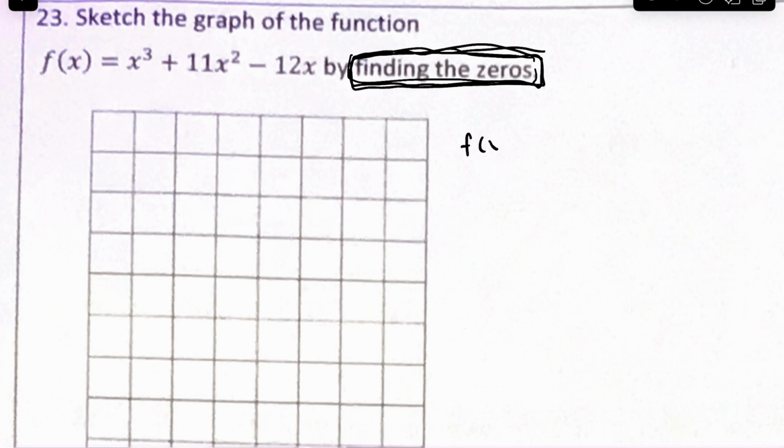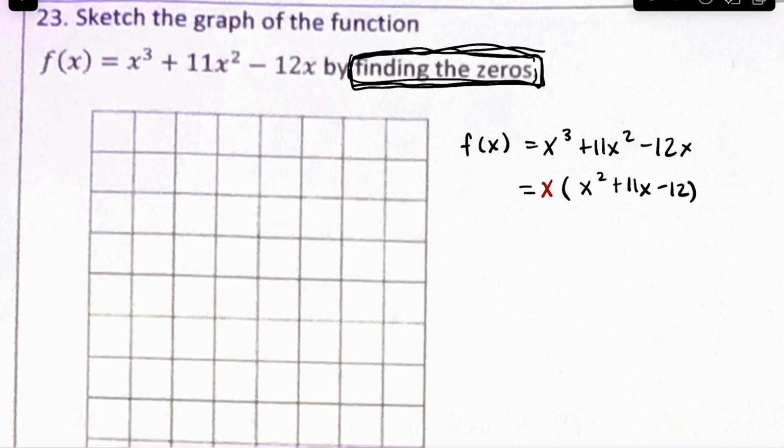So we have f of x equals x cubed plus 11x squared minus 12x. In order to factor easily, since we have cubes, we don't have to do division or anything like that, because we notice that there's an x variable located in each term here. So let's factor it out. Let's take it outside and see what we have left over. We have x squared plus 11x minus 12.